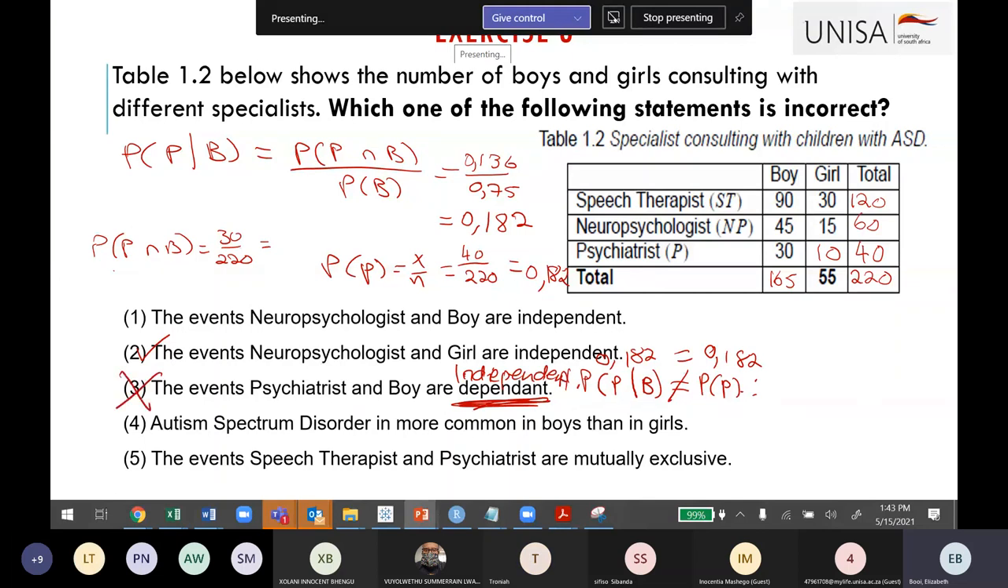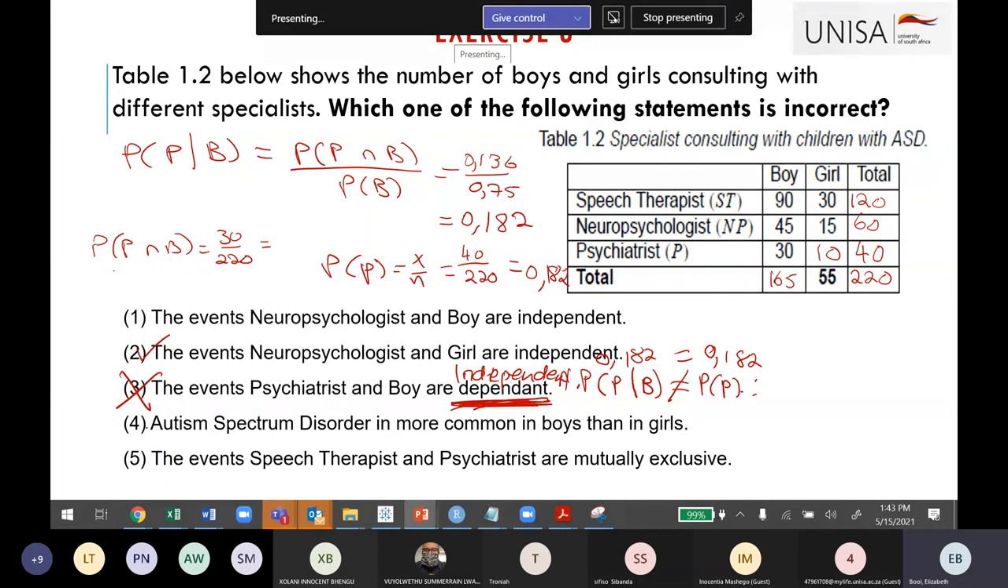So you just need to check the statement. If they are equal, they should be independent. If they are not equal, then they will be dependent. Because they are equal, they are independent, not dependent.